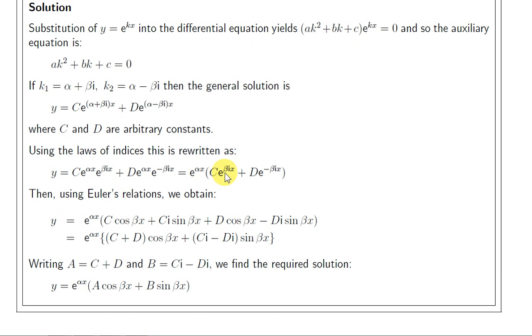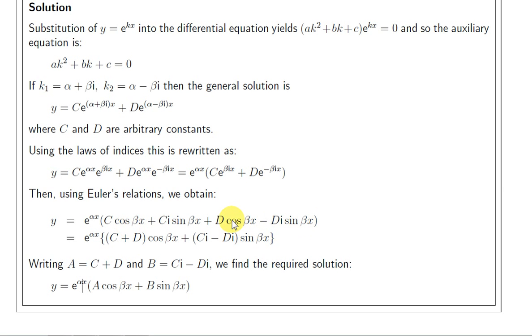Next we apply Euler's relations. So we have e to the beta x times i. So the coefficient of i here is beta x, so we get the cos of beta x and the sine of beta x. We have cos beta x plus i sine beta x equals e to the beta xi. Similarly over here, e to the minus beta xi is cos minus beta x plus i sine minus beta x. But the cos of minus beta x is just the cos of plus beta x, and the sine of minus beta x is minus sine beta x.